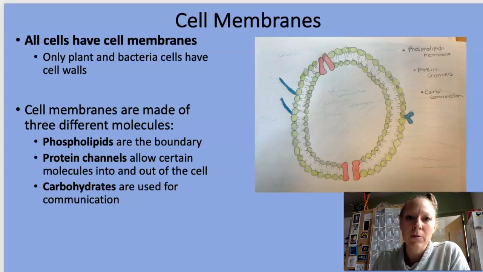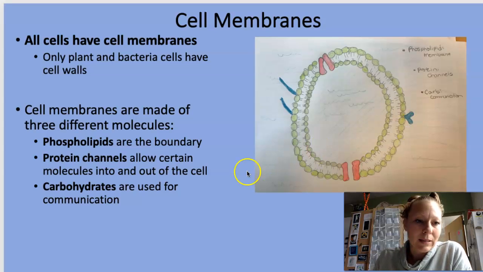And so let's look at the different parts of a membrane. These were green. They look yellow now, but I colored them in green. These are the phospholipids. And so you can see the phospholipids create the boundary. And here in red, we have protein channels. So they allow certain molecules into and out of the cell. And here's another one. And then we have carbohydrates. So these blue things on the outside, these are carbohydrates, and they're used for communication. So let's look a little bit more deeply at this.